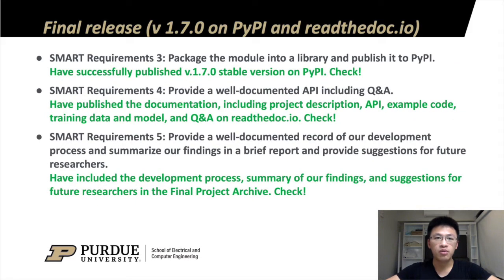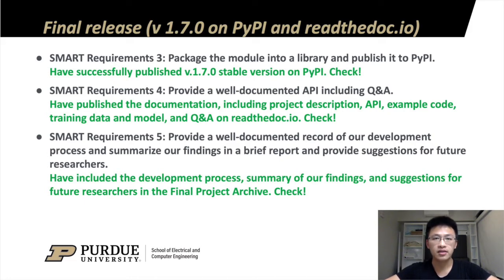The third SMART requirement would be to package the module into a library and publish it to PyPI. We have successfully published the version 1.7 stable version on PyPI. The link could be seen on the left side. SMART requirement 3, check. The fourth SMART requirement would be to provide a well-documented API including Q&A.